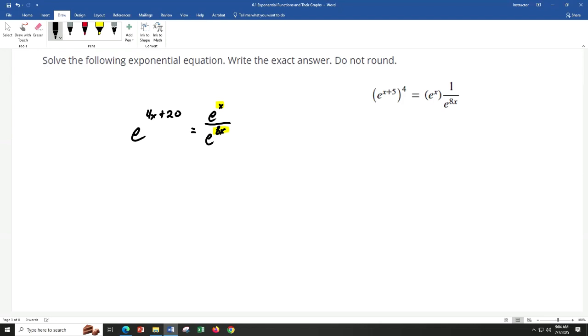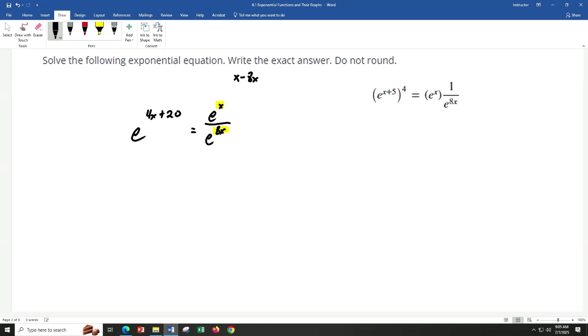Don't forget, what do you do when you have the same base? Go back to time, same base. I never said same variable, I said same base. Same base, what do you do with powers? Subtract them. Come in here and go, okay, well, up here to simplify this, I have x minus 8x.